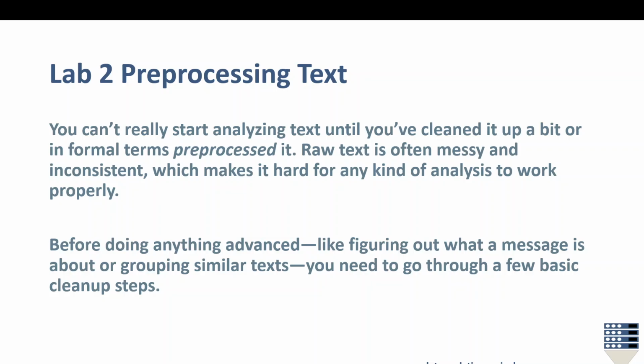So Lab 2 essentially begins the process of natural language processing, and it's called preprocessing the text. You can't start analyzing text until you've cleaned it up and reformatted it for natural language processing. Raw text is basically a mess. It's inconsistent. It's hard for a computer to actually use raw text. So before anything else is done, you need to go back and do some basic cleaning, and that's what pre-processing is all about.